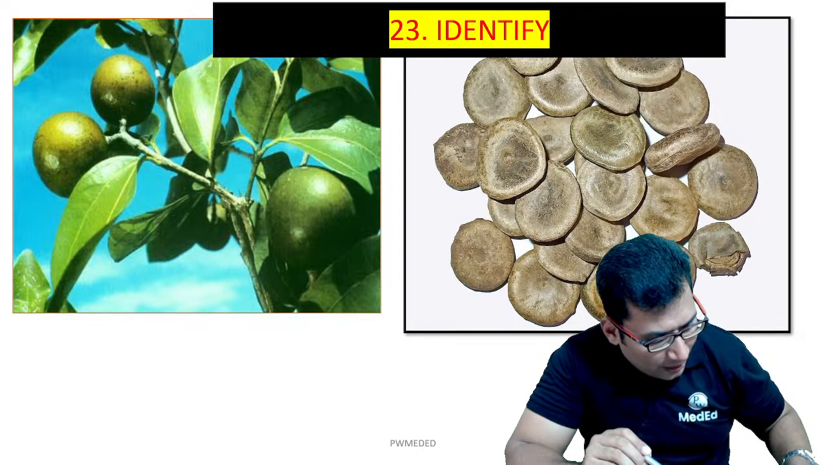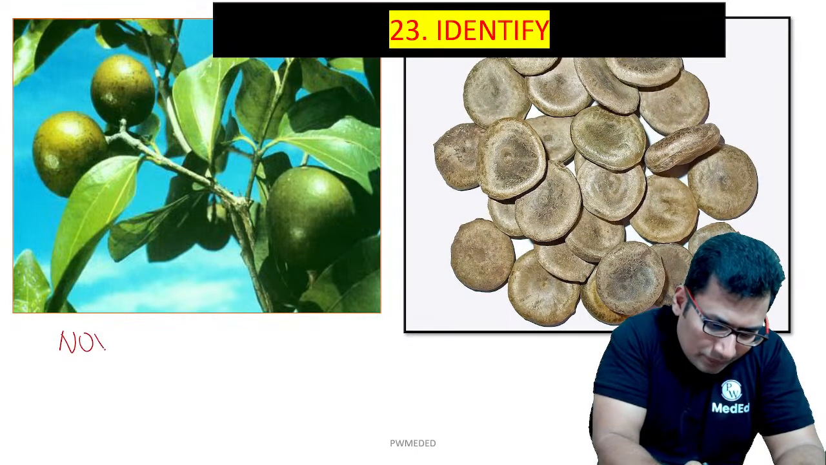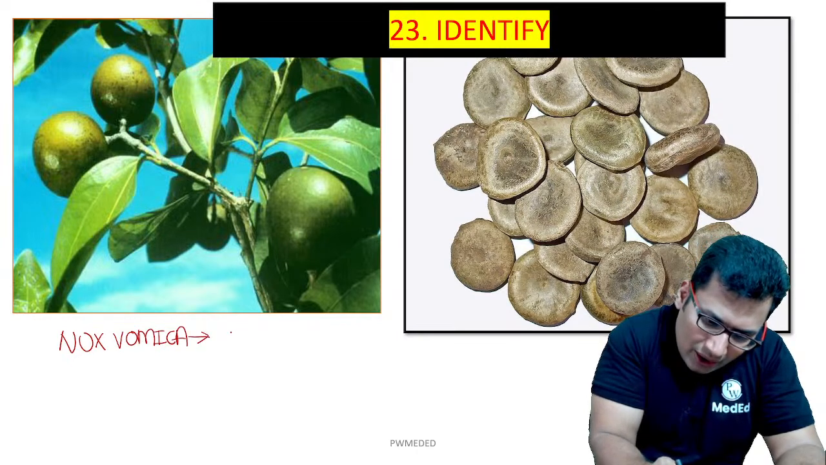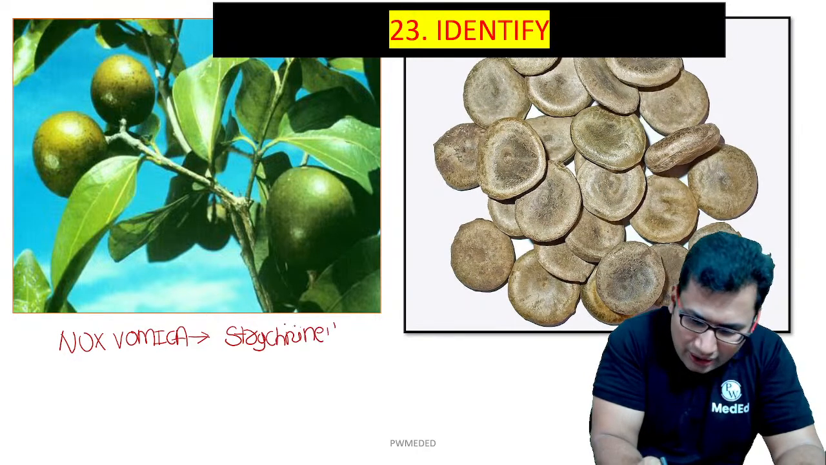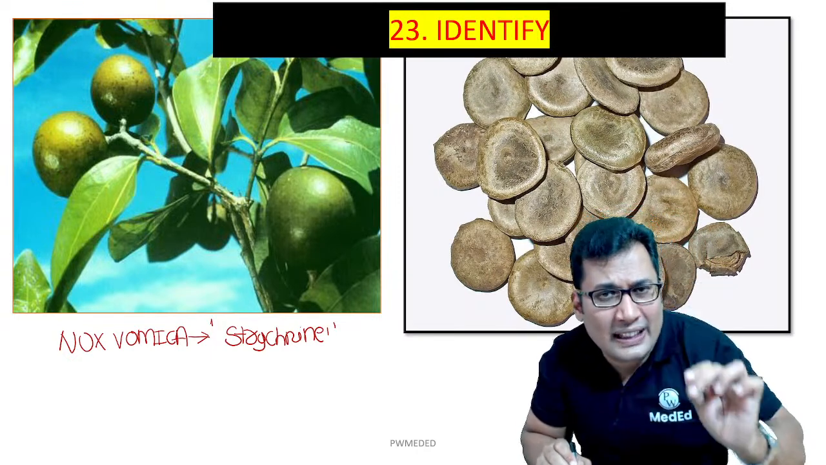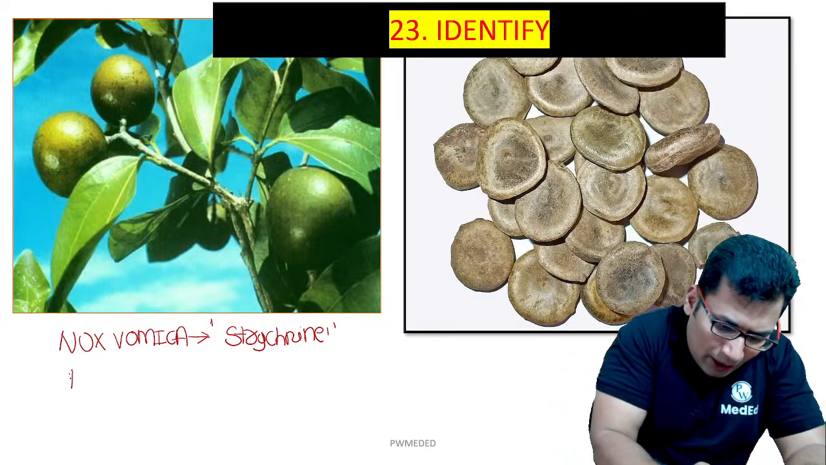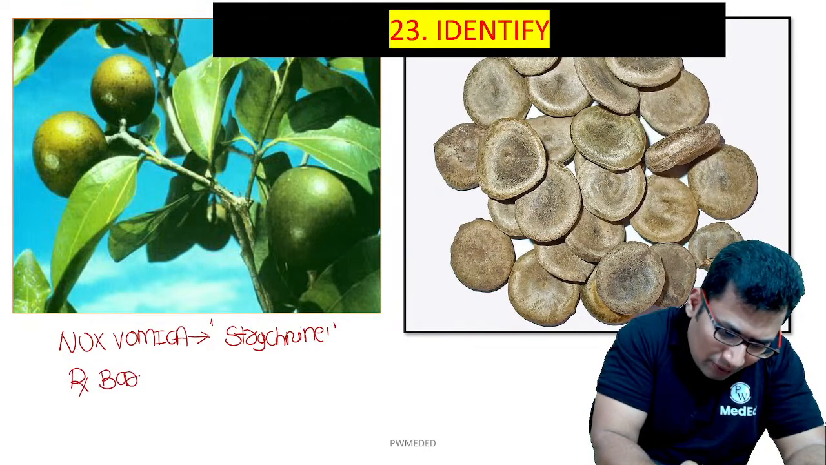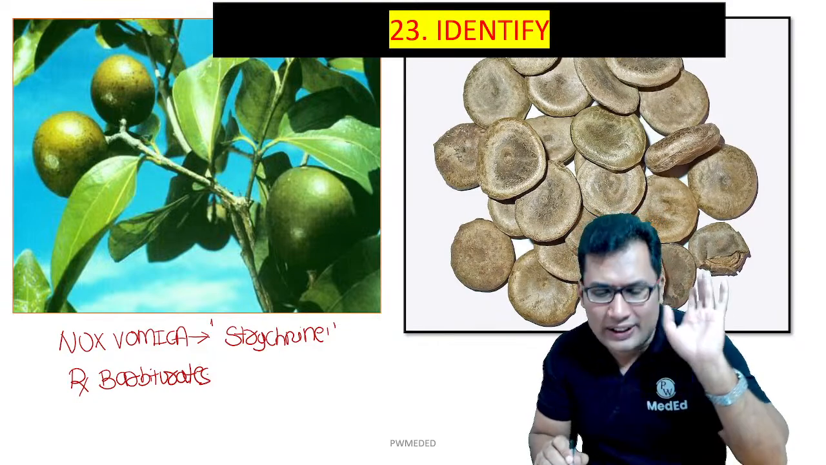Yes, come on, Deepa. Yes, so these are nothing but seeds of Nux vomica. What do these seeds contain? They contain strychnine. What is strychnine? It is a spinal poison, acts on spinal cord, inhibits glycine. It causes tetanus-like picture. The treatment will be barbiturate. What is the fatal dosage? Fatal dosage is 1 seed.